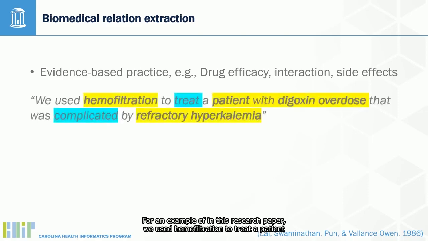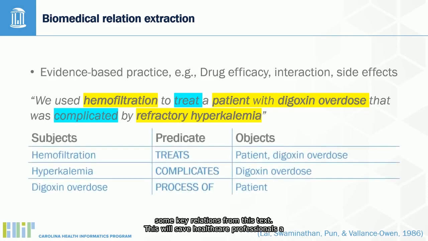For example, in this research paper, we used hemofiltration to treat a patient with a digoxin overdose that was complicated by refractory hypokalemia. Don't be overwhelmed by these crazy terms. It is just saying that a technique is able to treat a patient with a symptom that was complicated by another symptom. We can extract some key relations from this text. This will save healthcare professionals a lot of effort and time in finding evidence and avoid human errors.